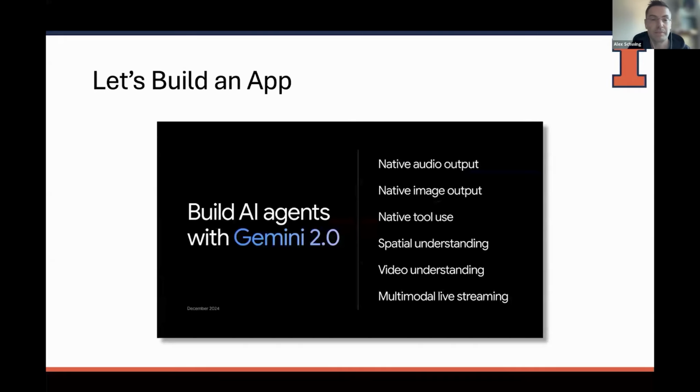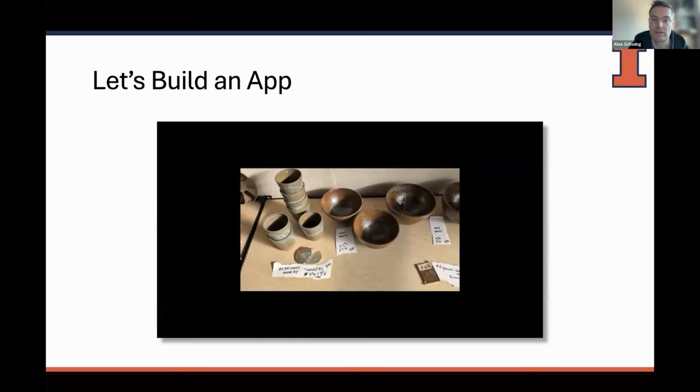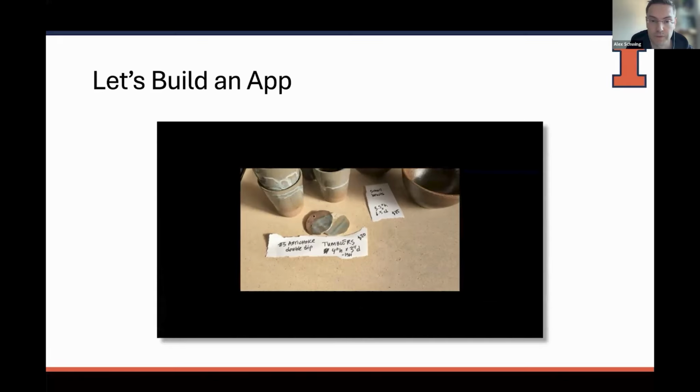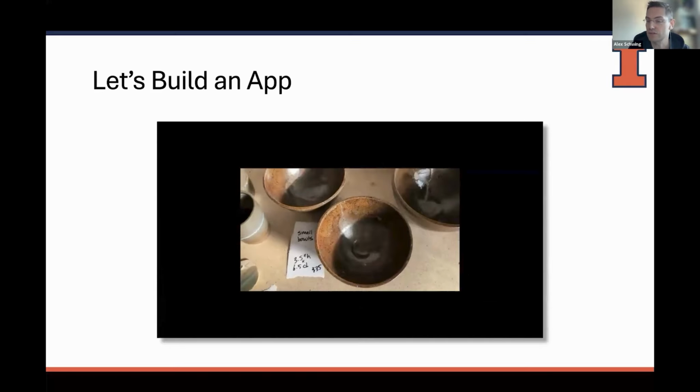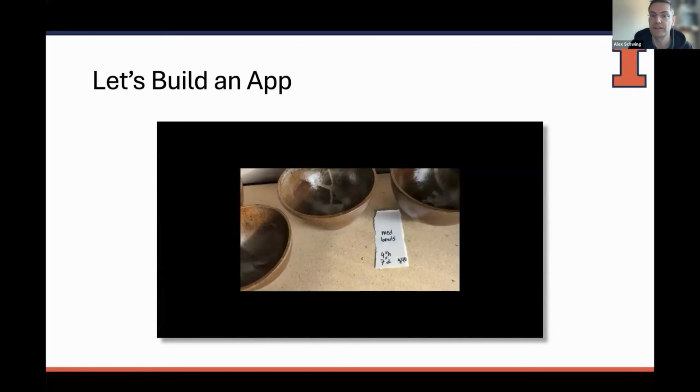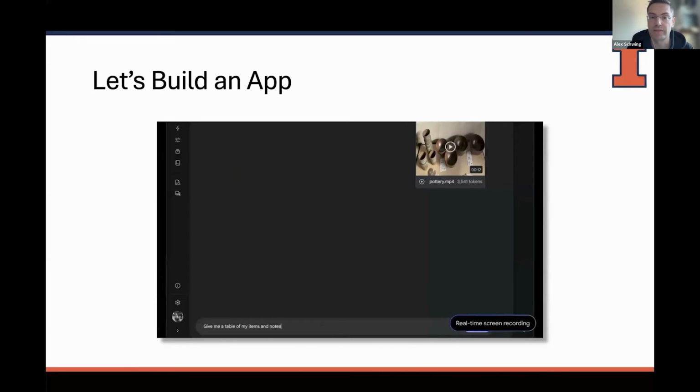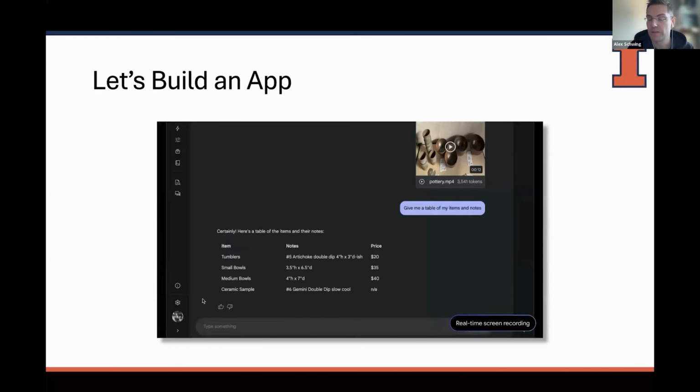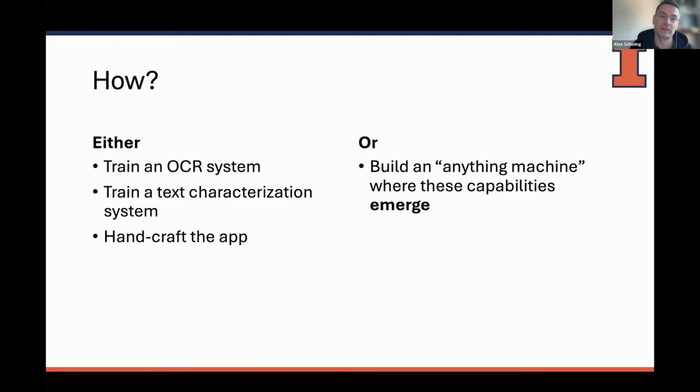Now, just to give another example, imagine you're at this scene here, you're recording a video with some handwritten notes and a few bowls shown in the video, and you want to figure out what you recorded. What are the types of objects, the items, and what was their price? Again, we could do exactly the same thing as I said before. We could train, for instance, an OCR system. We could train a text characterization system and essentially handcraft such an app, very specialized for the particular task that we care about. Or alternatively, we build an anything machine where these types of capabilities emerge.